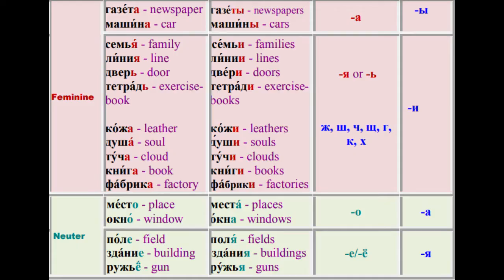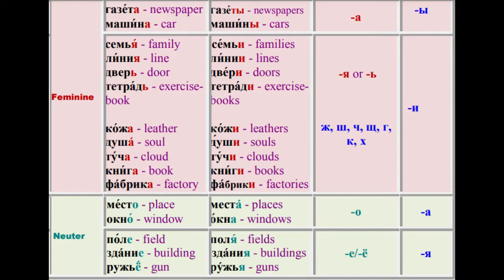So let's read these examples. Кожа, кожи. Душа, души. Туча, тучи. Книга, книги. Фабрика, фабрики. And now let's check some neuter nouns.